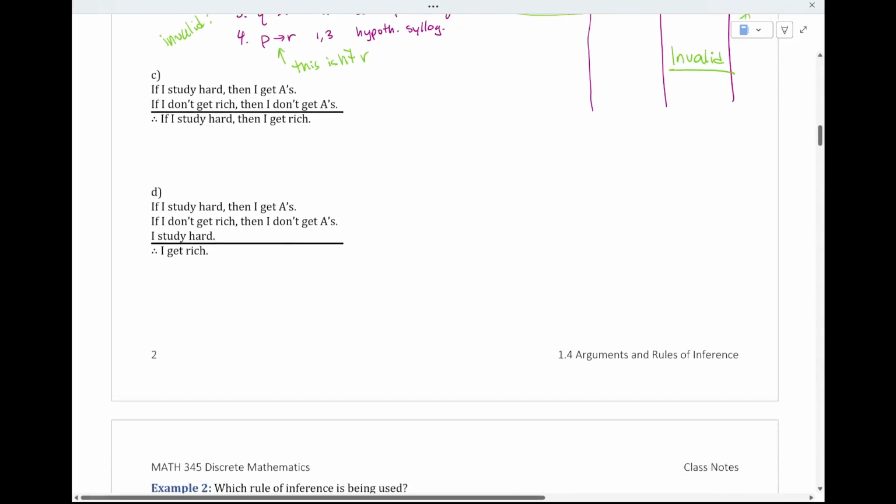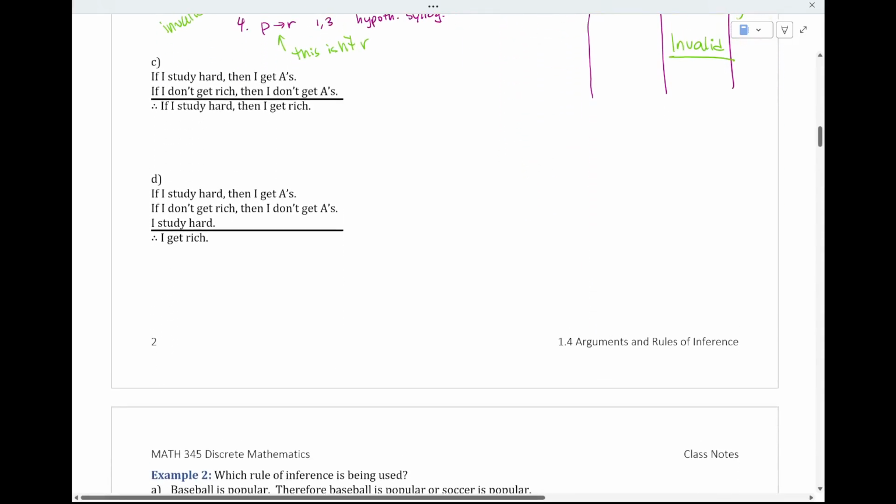Okay, next up, C. If I study hard, then I get A's. If I don't get rich, then I don't get A's. Therefore, if I study hard, then I get rich. If I study hard, then I get A's: P implies Q. If I don't get rich, then I don't get A's: so not R implies not Q. Therefore, if I study hard, P, then I get rich, R.